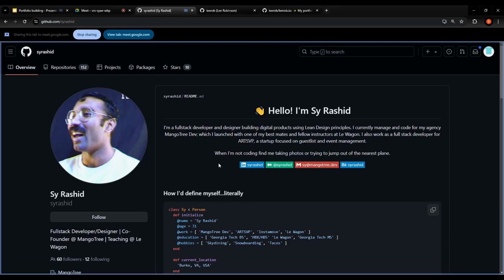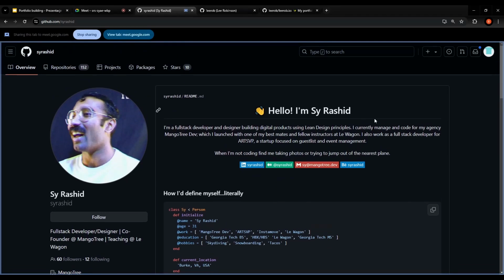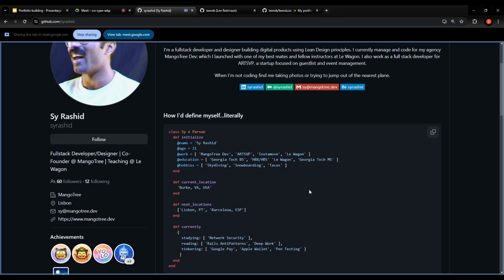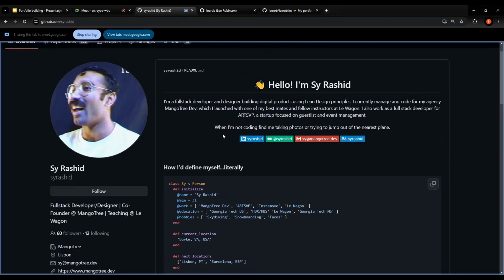So let's look at this one. This one is from Sai Rashid, and he's a full stack developer, and I very much like the way that it is structured. Why? Because he's defining himself in the language that he actually has a job in, because he's a co-founder at Mango Tree. And you can see that it is, first of all, a bit funny. It is unique. You can't really find this anywhere else.